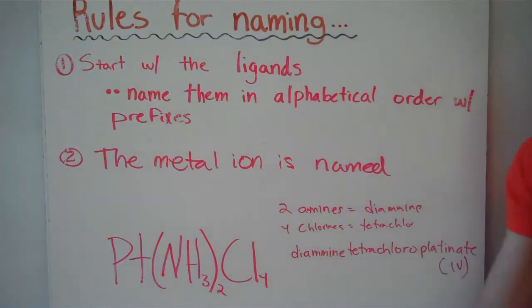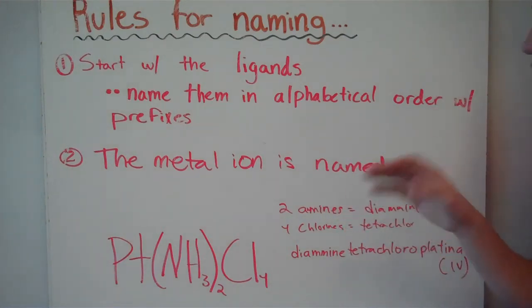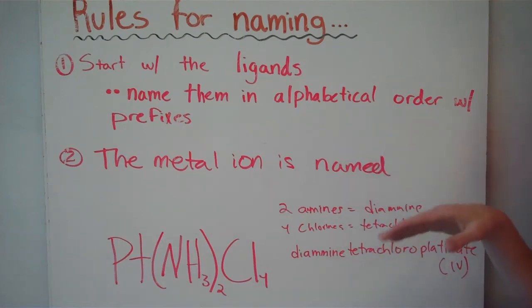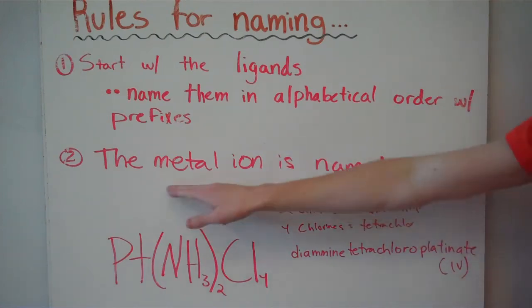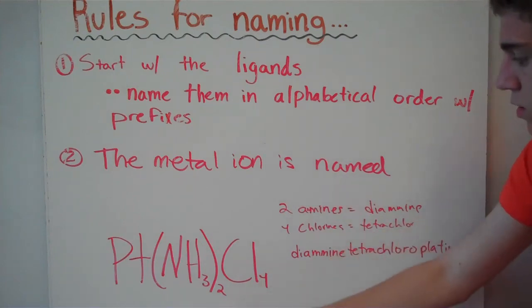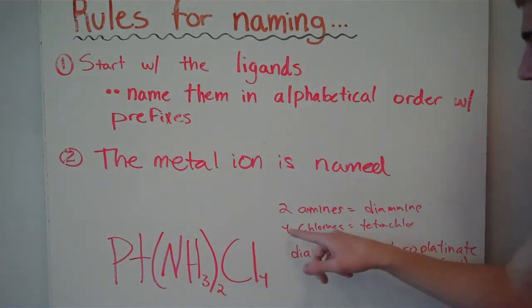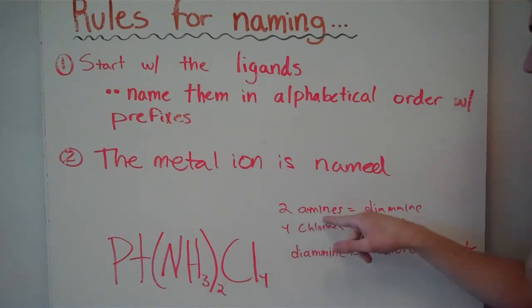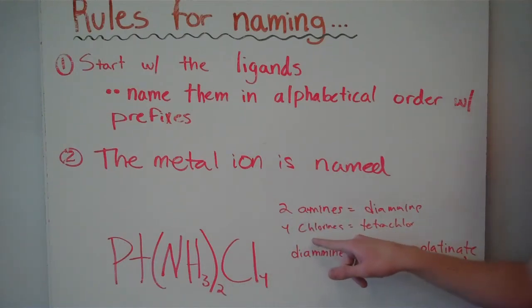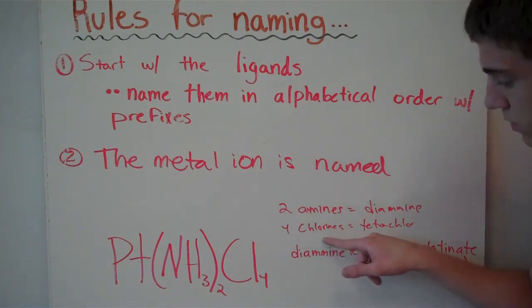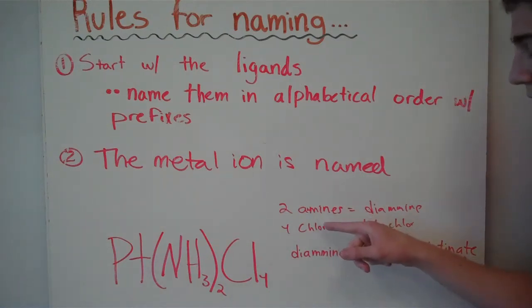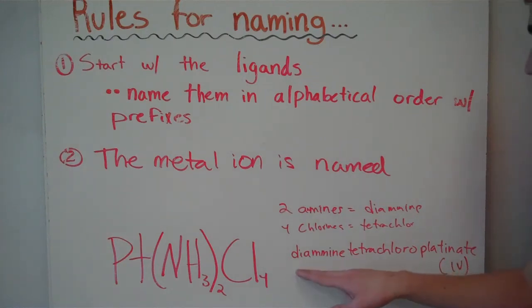So when you go to name the whole complex ion, you have to start with the ligand. And not just any ligand, the ligand that comes first alphabetically. Then the metal ion is named. So we look at our 2 ligands. We see that we have 2 ammonia, so 2 amines, and 4 chlorines, which would be chloro. So amine before chloro. So diamine, 2, tetra, 4 chloro, and 1 platinate.